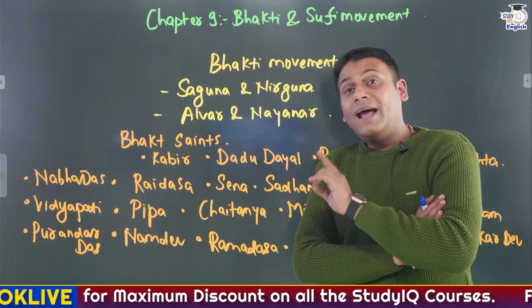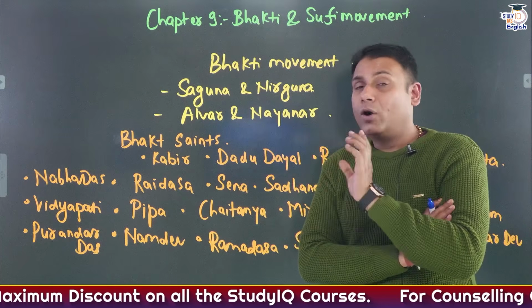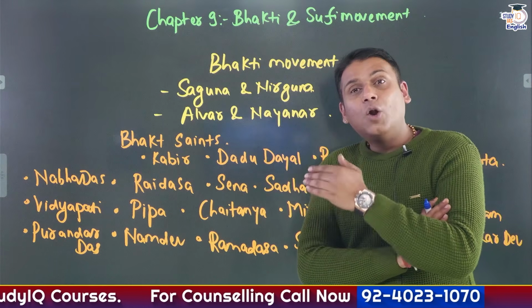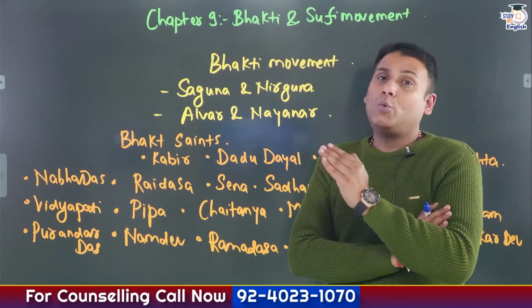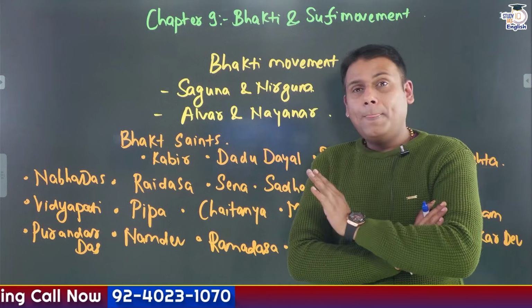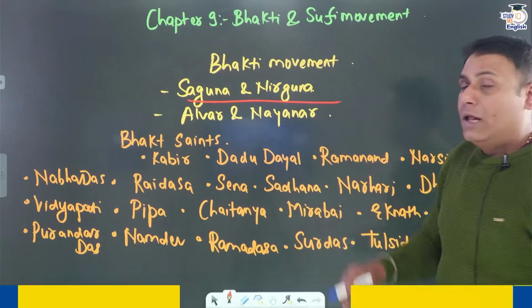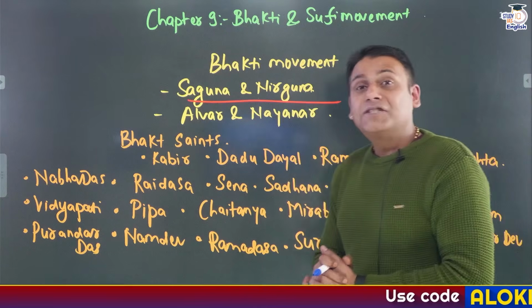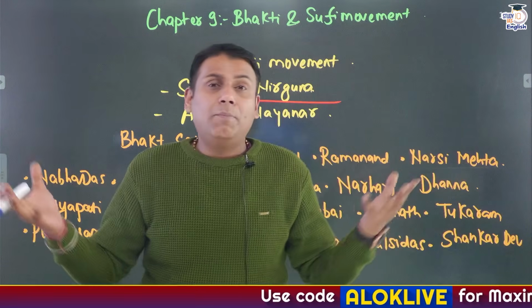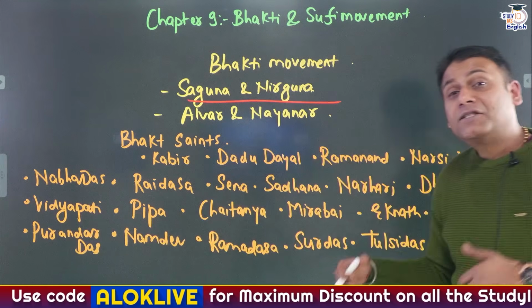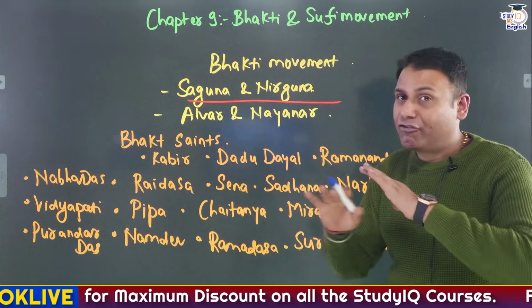So, Nayanars in South India were worshippers of Lord Shiva. On the other hand, Alwars were worshippers of Lord Vishnu. Okay. Now there are two types of Bhakti saints, Sagun and Nirgun. Sagun believe that God has forms and attributes like a human being. On the other hand, Nirgun believe that God is formless and without any attributes.